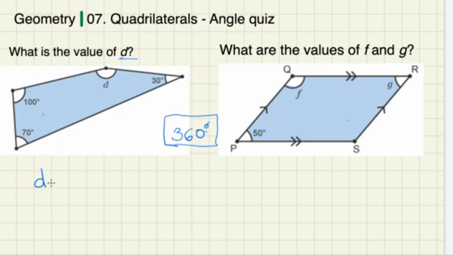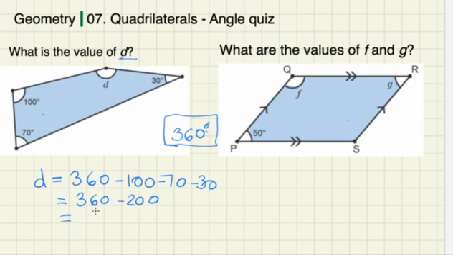So D would be equal to 360 minus 100, minus 70, minus 30. And when you take these values away from 360, well, this is 200, 170 plus 30, 200. If we take this value away, so 200, then you're left with 160. And so D has a value of 160. And we work this all out from just remembering that all of the internal angles add up to 360.